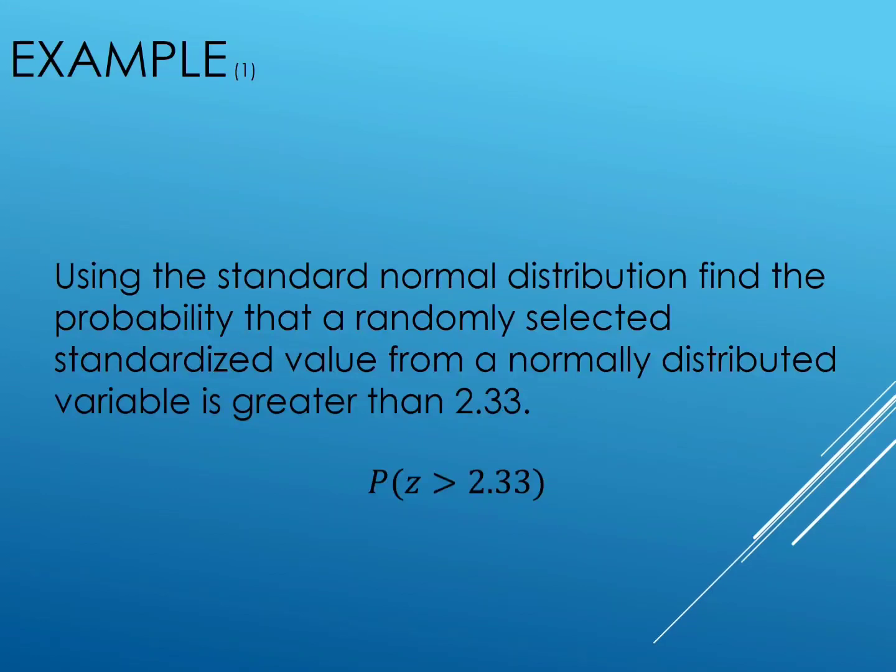Here is another example. Using the standard normal distribution, again meaning my mean is 0, find the probability that the randomly selected standardized value from a normally distributed variable is greater than 2.3. So keyword: greater than. In some examples it's less than; in this example, we are talking about greater than. So we want to know how much is greater than.